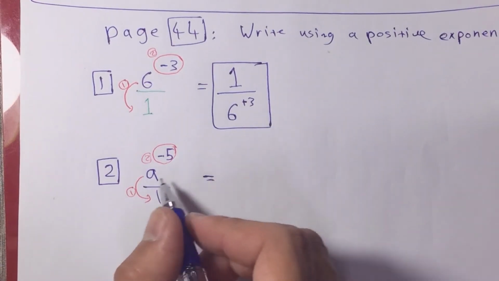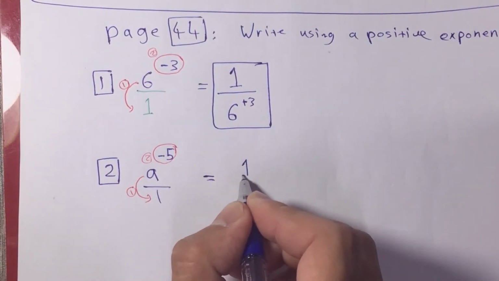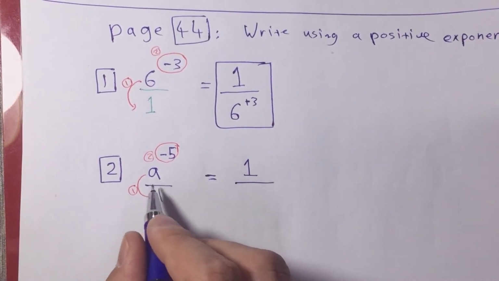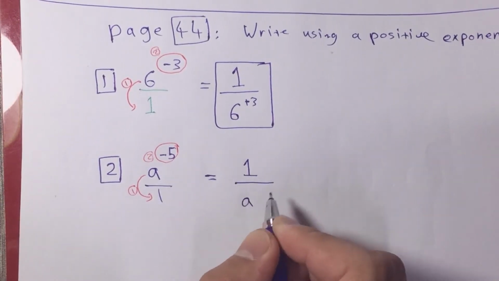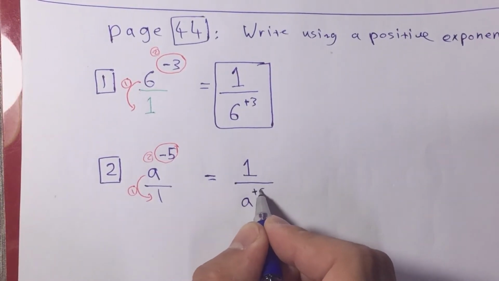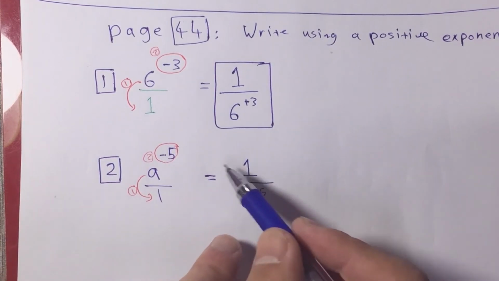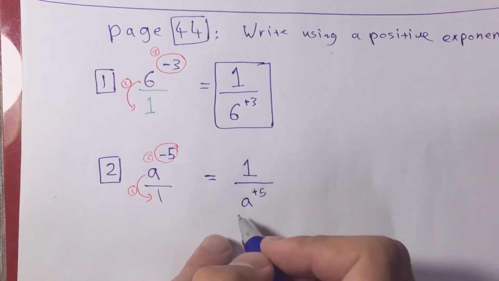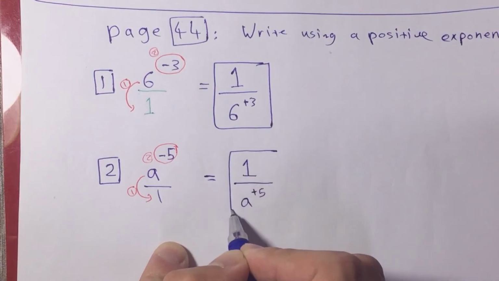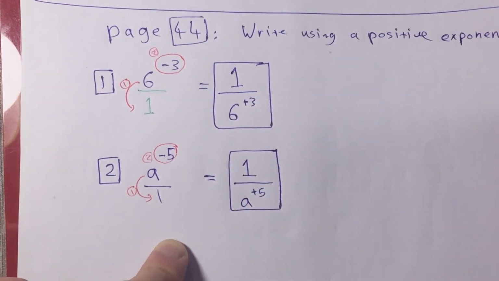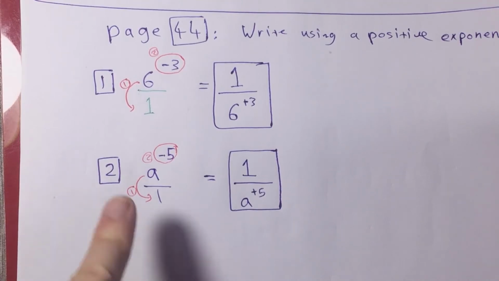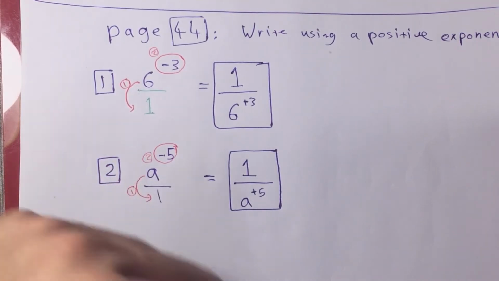So we will have nothing left in the numerator, so we write 1 over how much? A to the power of positive 5. We change the place of the number, and then we change the sign of the exponent. Okay, so now let's take examples on if we have numbers in the denominator.